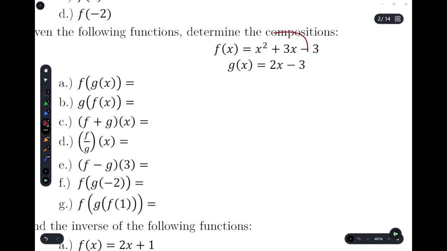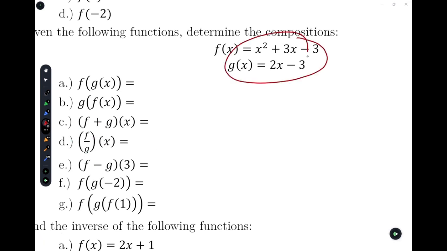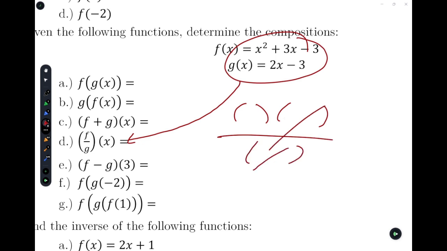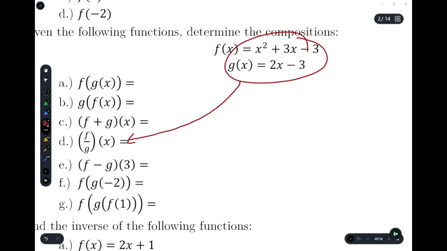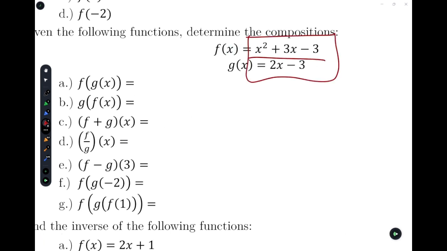I'm pretty sure we did this one last. You can go and watch the video. I don't think anything factors or simplifies on the division one. The top doesn't factor and the bottom doesn't cancel. It's literally just rewriting it. The answer is just that right there.